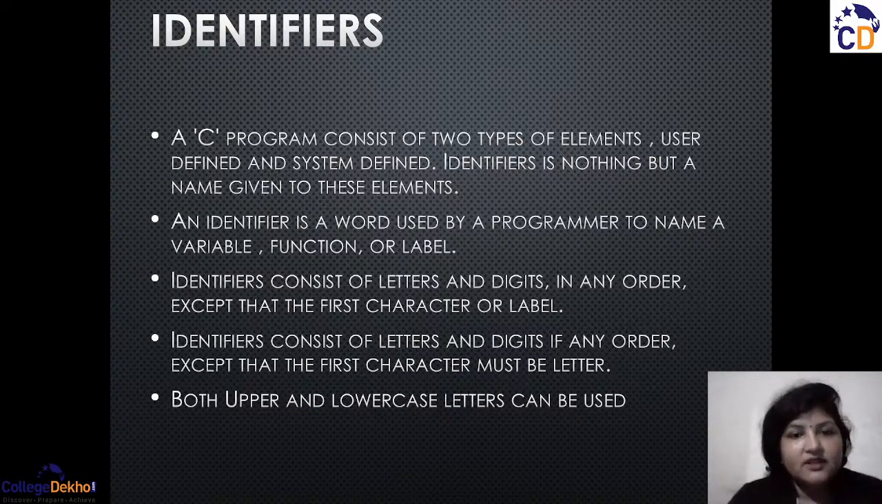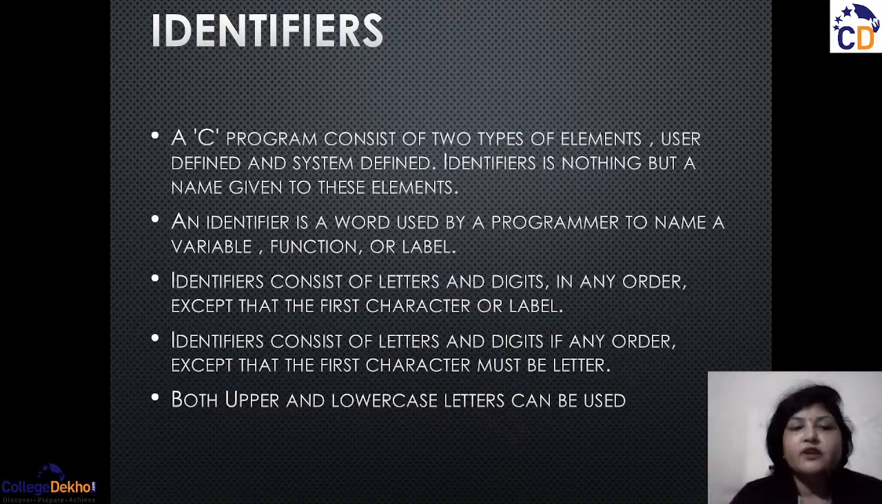An identifier is a word used by a programmer to name a variable, class, function, label, etc. Because it's not C++, it's the C language, we don't have the concept of class or object. So we will be using variables, different functions or labels too. Identifiers consist of letters and digits in any order, except for the first character or label.